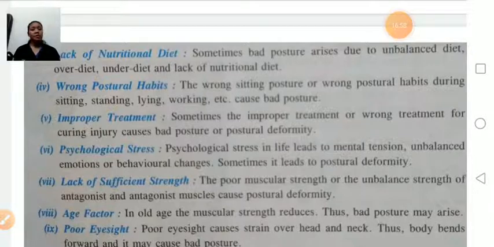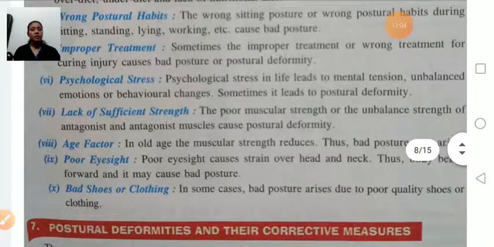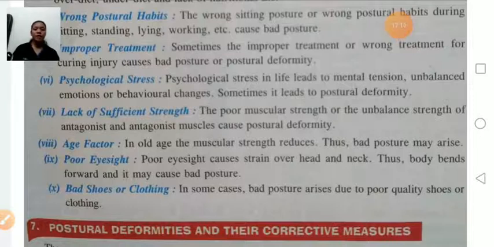Poor eyesight. Poor eyesight causes strain over the head and neck, thus the body bends forward, and it may cause bad postures. If the person has weak eyesight, he is not able to see properly, then it will lead to strain over the head and neck. It will put pressure over the head and neck, thus the body bends forward, and it leads to bad posture.